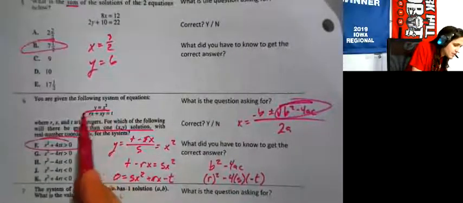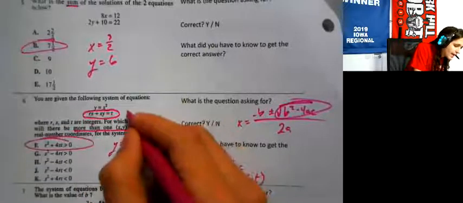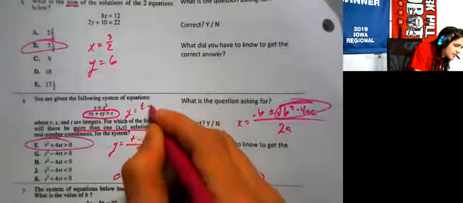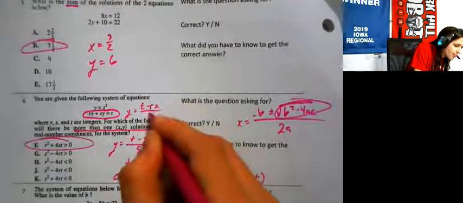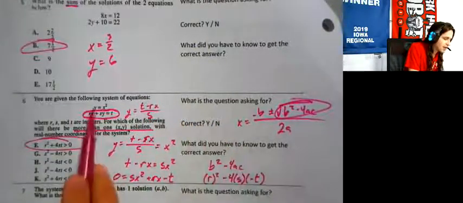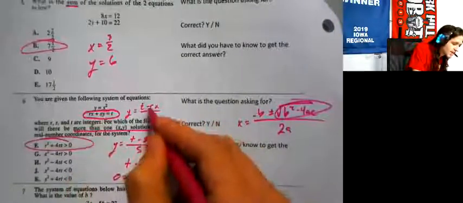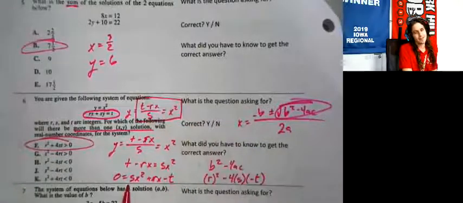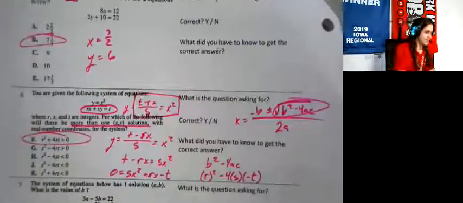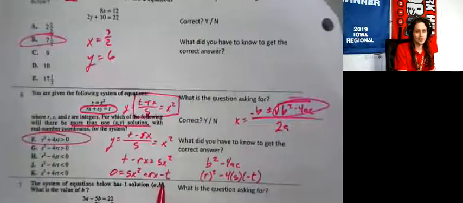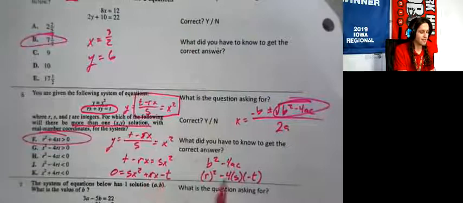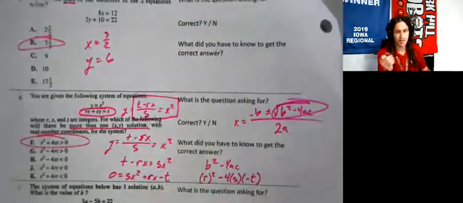So I take this equation, solve it for y, and I get y is equal to t minus rx over s. And I see that, okay, y equals x squared. So I set t minus rx over s equal to x squared. I go through and I solve it, and I get my equation for a regular quadratic, and I substitute s, r, and t in for my b, a, and c, and I get it. Answer is F.